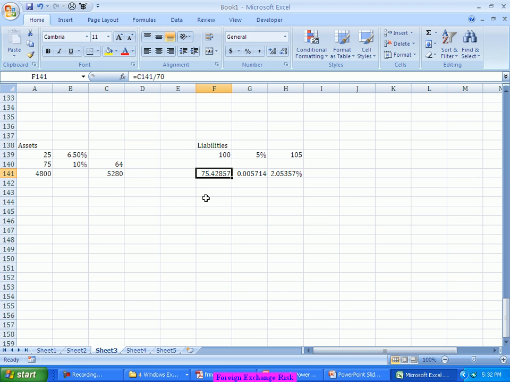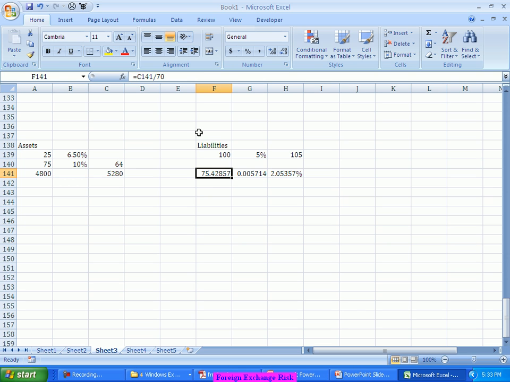So overall, I got only $0.42 million profit, which translates to only 0.57% profit. So 75% of my money was giving 0.57% profit, and 25% of my money was giving me 6.5% profit. Overall, my profit is only 2.05%, whereas my bank loan is 5%, which means I am losing out on 3% altogether in this kind of deal. If the exchange rate goes to 70, I am losing out in a very bad way.